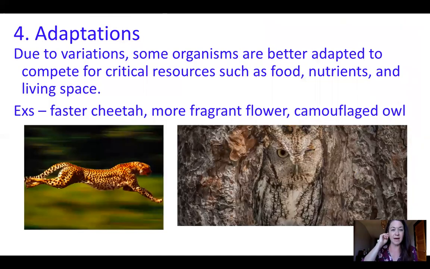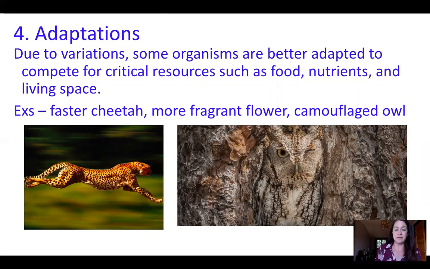All right, let's talk about adaptation. So far we have overproduction, too many offspring. There is competition for resources. In each of these species, you're going to have variation within the offspring. So this leads to what's called adaptations. Adaptations are due to these variations. Some are going to be better adapted to survive and pass on their offspring.